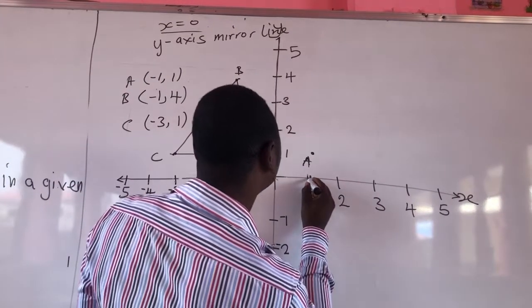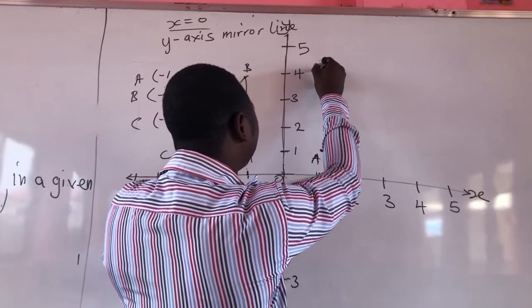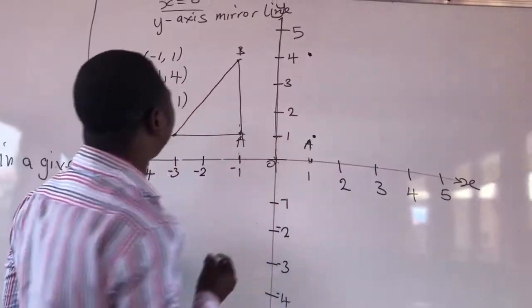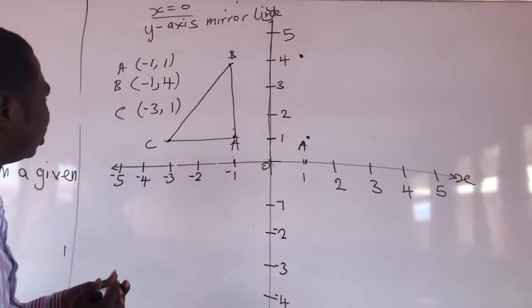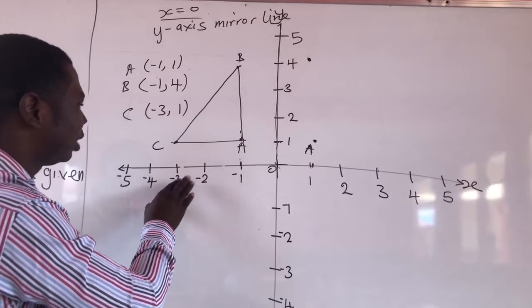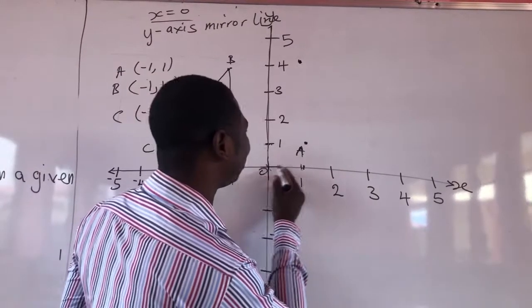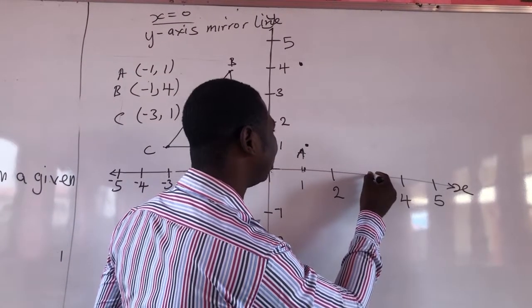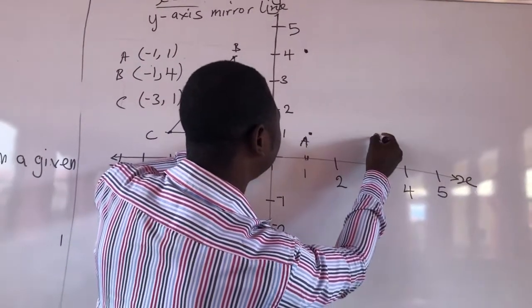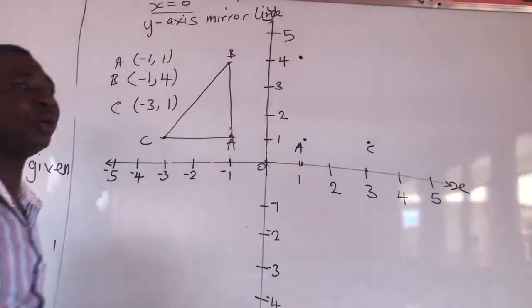So let's move 1 on x and then move to 4 on Y. Good. 4 on Y and make a point there. And also look at C. You see, it's negative 3, and I said forget about the negative sign, right? So it's 3. Let's move to 3: 0, 1, 2, 3. And check where is 1. So we meet here, and we write our C there.